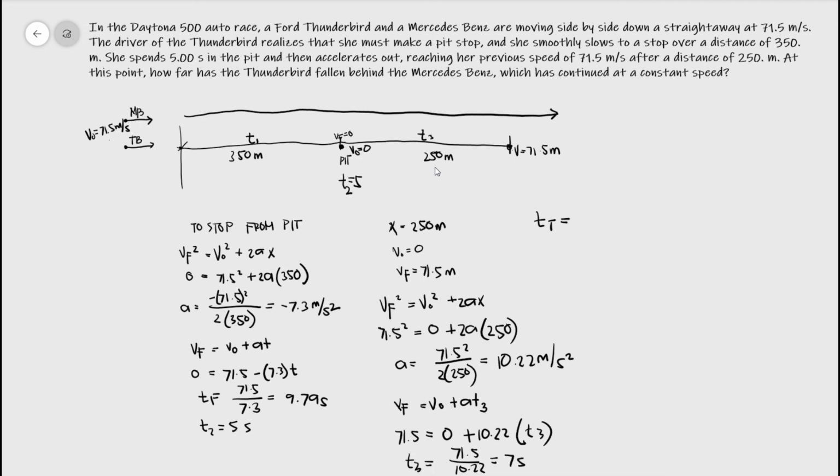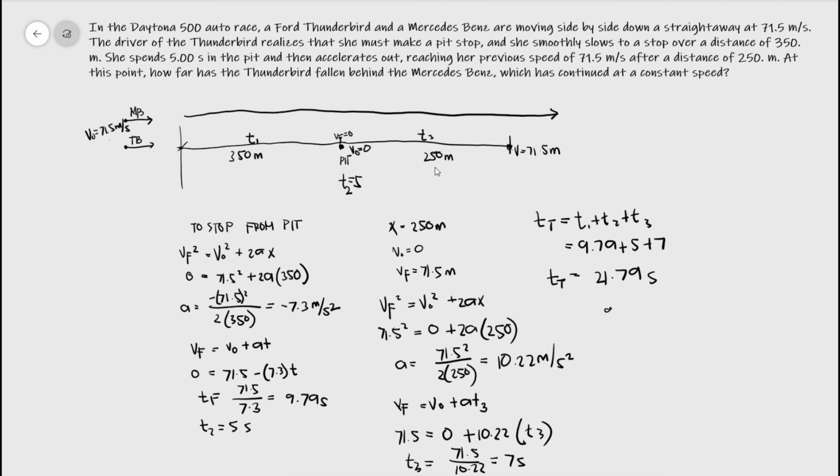Meaning the total time it took for the Thunderbird to reach its velocity of 71.5 meters per second after stopping is t sub 1 plus t sub 2 plus t sub 3. The total time is 9.79 plus 5 plus 7 seconds. Its total time is approximately equal to 21.79 seconds.